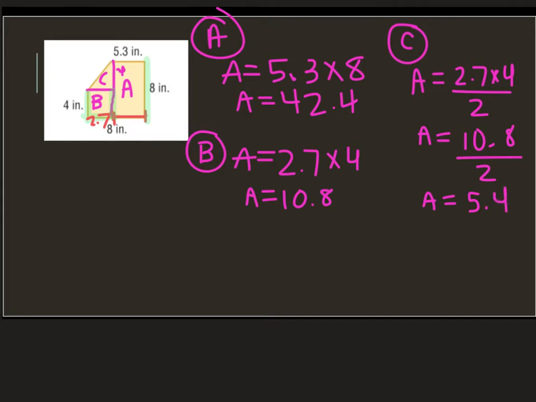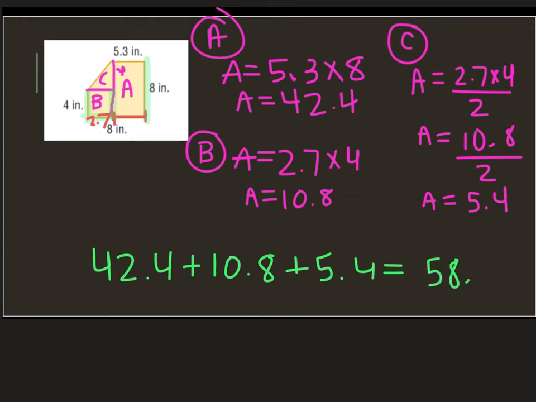Now, same thing we've been doing the last couple of days. We find the area of each individual shape, and then we add them together. So 42.4 plus 10.8 plus 5.4. Plug that in your calculator. You should get 58.6. Don't forget your units, inches squared.